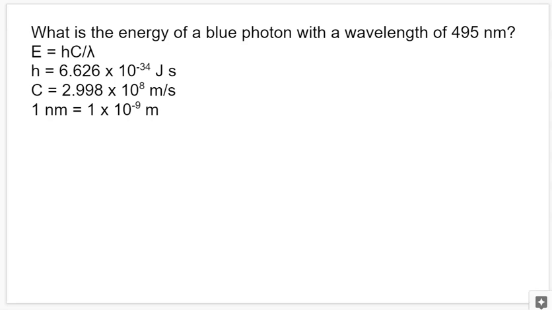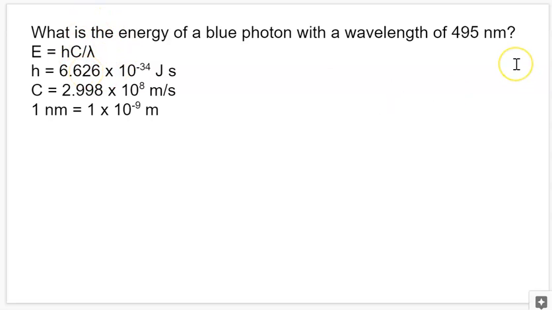So let's use this to solve a problem. What is the energy of a blue photon with a wavelength of 495 nanometers? So we want to calculate the energy. h and c are both constants, so we can get those values from the table or the reference sheet. So those will be constant in most of these wavelength to energy calculations. And then we have lambda here, which is the wavelength.